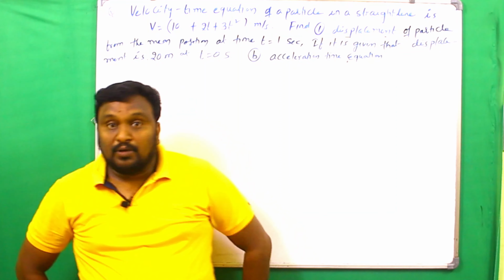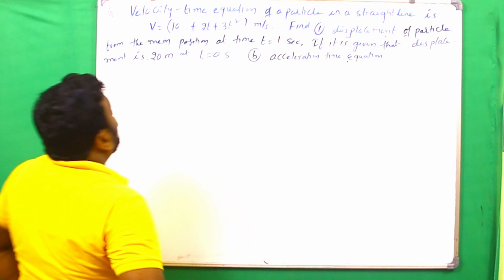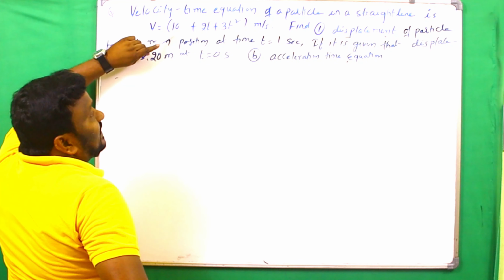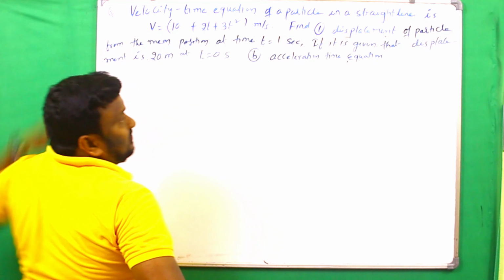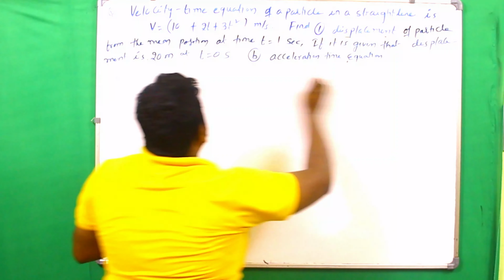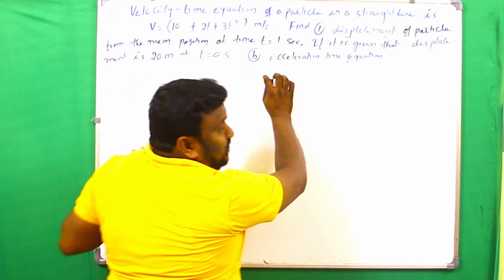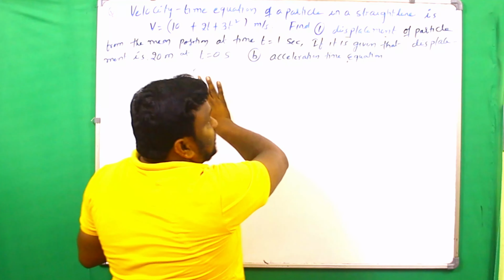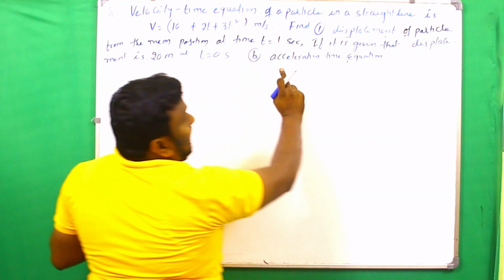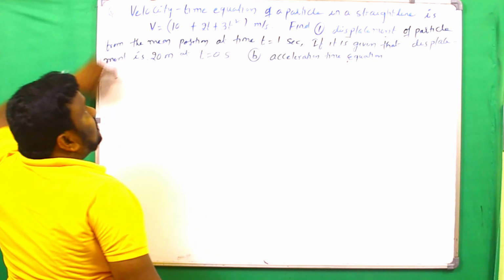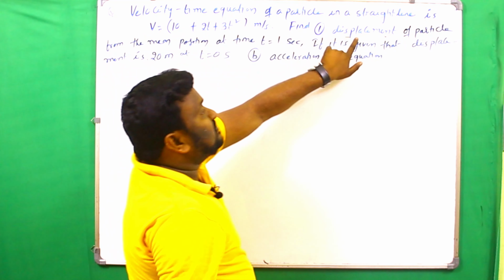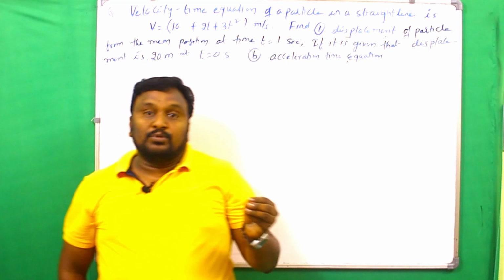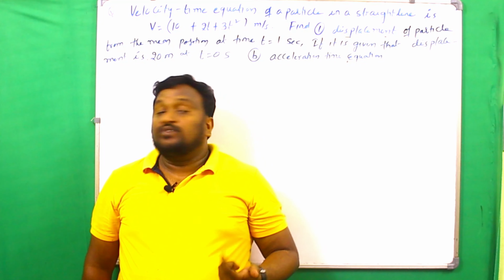Okay, see some example problem. The velocity time equation of a particle in a straight line is v is equal to 10 plus 2t plus 3t square meter per second. Find the displacement of the particle from the mean position at time t is equal to 1 second, if it is given that displacement is 20 meters at t is equal to 0 seconds. Second one is the acceleration time equation. So we are given the velocity equation, we have to find the displacement in the first one and acceleration in the second one. So you have to think about the problem, in which method we have to follow.